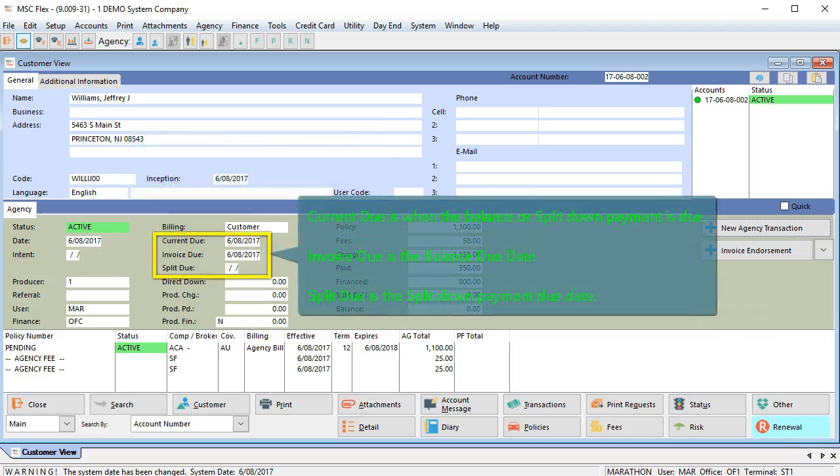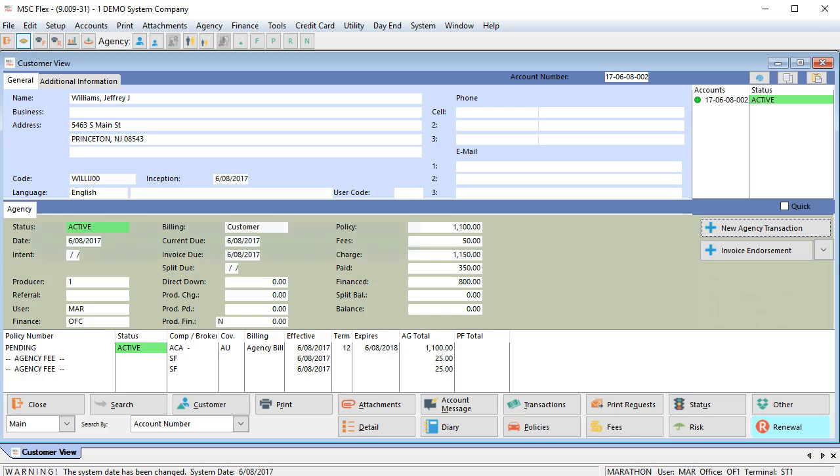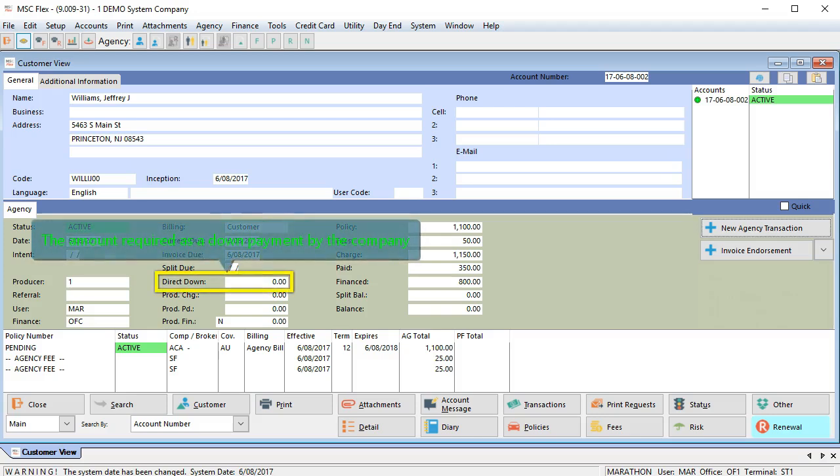Current due is when the balance or split down payment is due. Invoice due is the balance due date. Split due is the split down payment due date. Direct down is the amount required as a down payment by the insurance company.